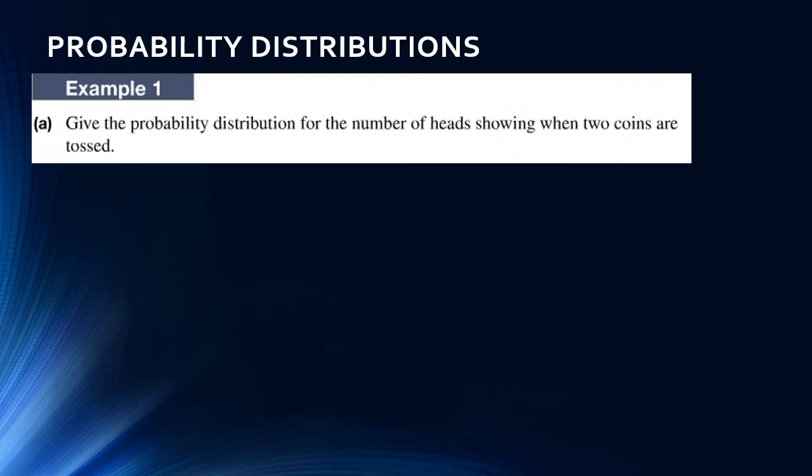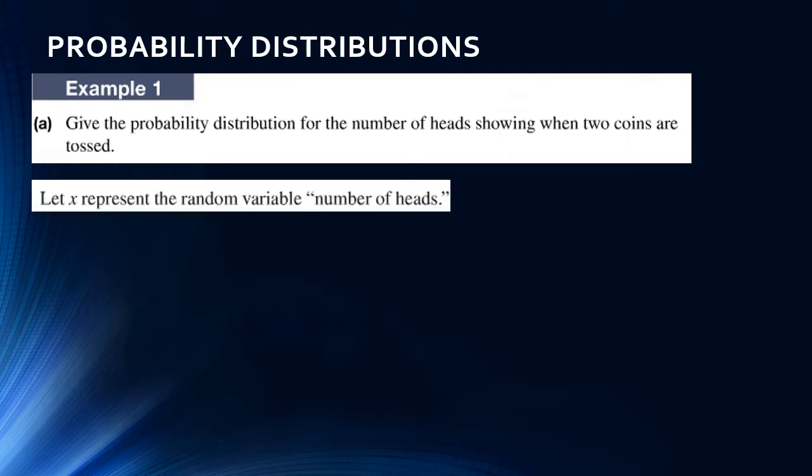Give the probability distribution for the number of heads showing when 2 coins are tossed. So let's go back to some of our prior knowledge and think about if we toss 2 coins, what are the possible outcomes? We can have heads, tails, tails, heads, heads, heads, and tails, tails.